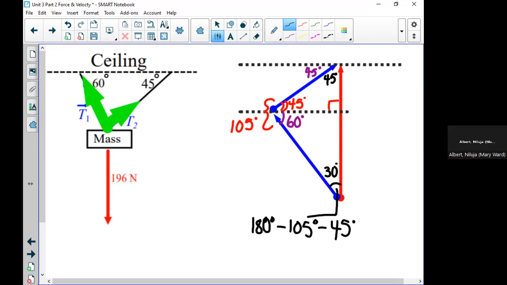I also have a side length because this resultant was 196 newtons. My equilibrium resultant is also 196 newtons. Can anyone tell me, when I know all my angles and one side length, what type of trig formula can I use? Nalawi? The sine law. Excellent, the sine law. So the sine law dictates that the ratio of the magnitude of a side to the sine of its opposite angle is equal for all sides and angles.